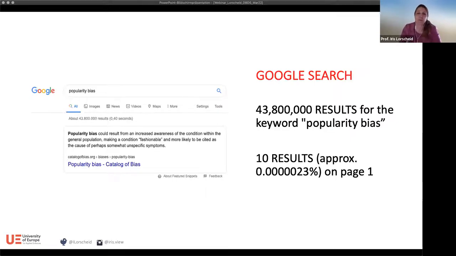In this case, from the 43,800,000 results that you have, you're only looking at 10, and it is 0.00023% of all the information. So we can, of course, not perceive all the information that is out there, and not all the information is shown to us. So there's a real power in what Google shows us and what it left out on the first 10 hits. And this is why we have the ads.